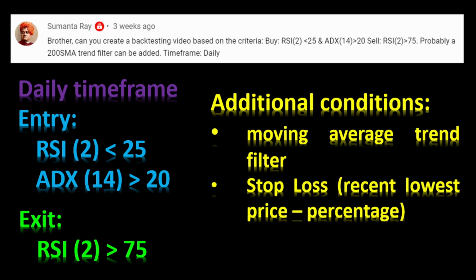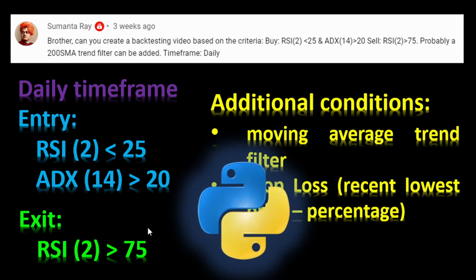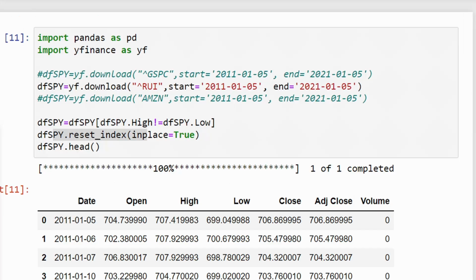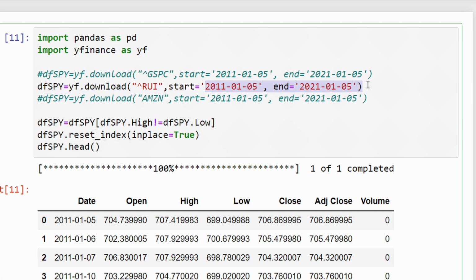So I added these conditions in Python and ran a backtest. I'll walk you through the code and we will see where this strategy will lead. So we can load any kind of data. It can be stocks or Forex. Here I'm using the Russell 1000 from 2011 up to 2021, so this is 10 years of data. I'm cleaning the days where we had no movements, resetting the index and printing our data frame.